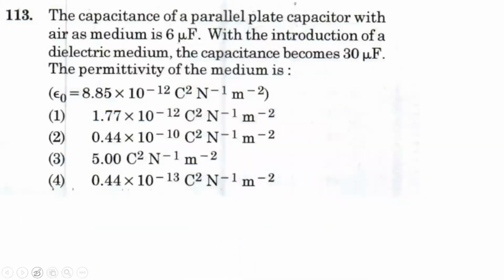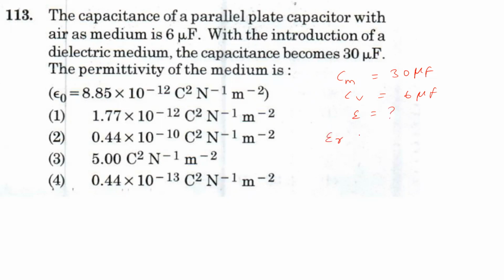Next we are going to discuss the 113th question. The capacitance of a parallel plate capacitor with the air medium is 6 microfarad. With the introduction of a dielectric medium, the capacitance becomes 30 microfarad. The permittivity of the medium is what they are asking. Now see here, capacitance in medium is given as 30 microfarad and capacitance in vacuum is given as 6 microfarad. Now they are asking permittivity equal to question mark.